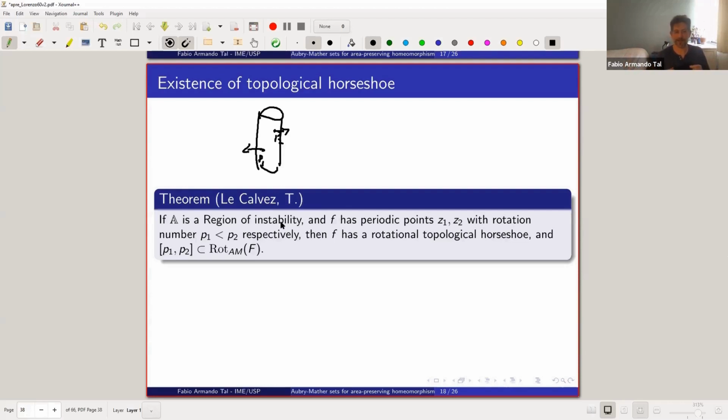So whenever I find two periodic points with different rotation speeds, if I am in a region of instability, then this follows from my work with Patrice on something we call forcing theory. It's kind of a Brouwer theory. Then you can actually find some special horseshoe here. In this way, any rotation number in between the rotation number of P1 and the rotation number of P2 is going to be seen by a compact invariant set. But this only holds when you are in a region of instability.